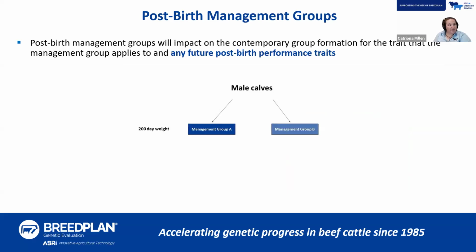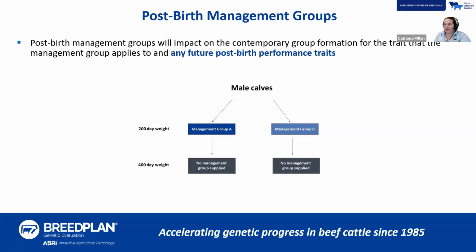And one thing to be aware of is that post-birth management groups will impact on the contemporary group formation for the trait that the management group applies to, and any future traits. So for example, here I've got 200-day weights, male calves. There's calves in management group A and management group B. So we've rightly split them into 2 different groups that won't be analysed head to head because the management has been different.